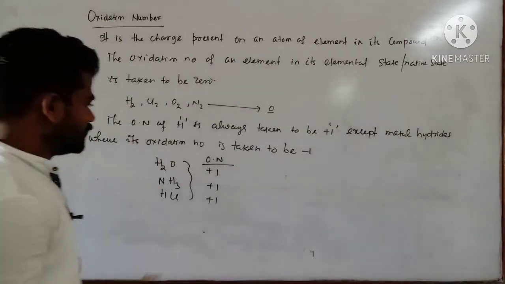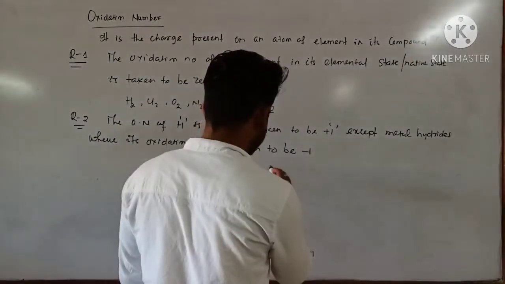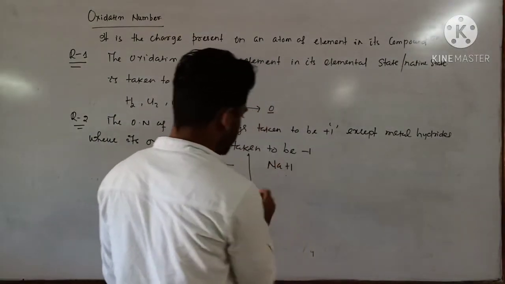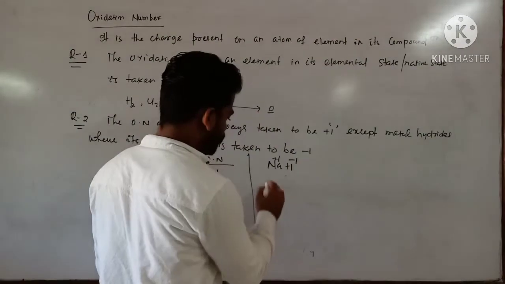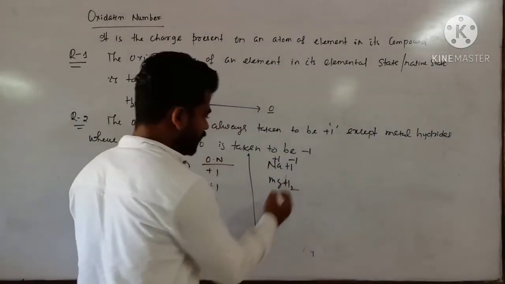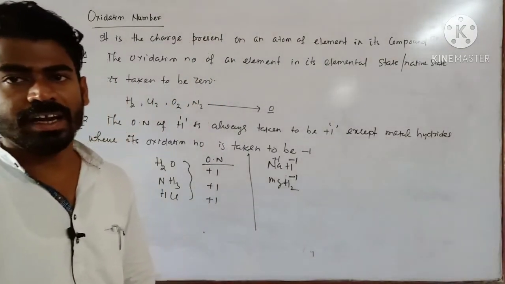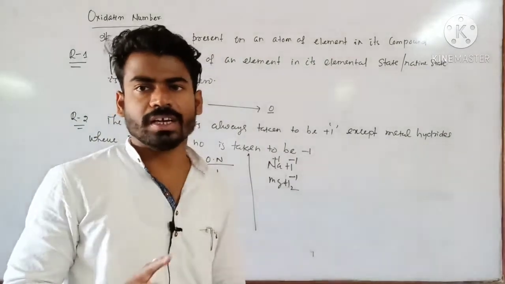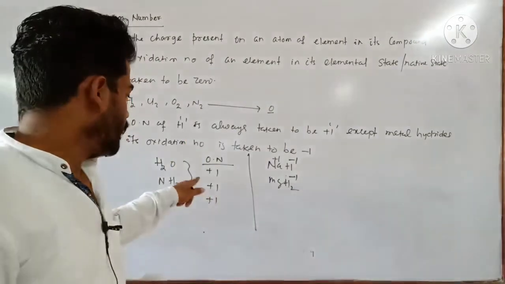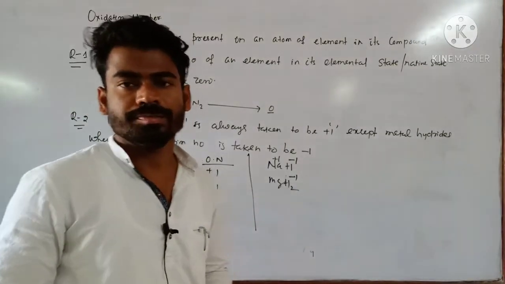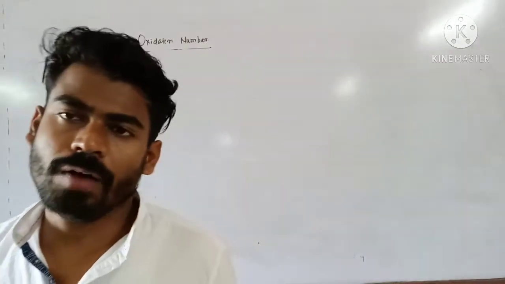Clear? But whenever it is concerned with active metals like metal hydride, like sodium hydride, here the oxidation state of metal is +1, where this hydrogen is -1. MgH2, magnesium hydride, here the oxidation state of hydrogen is -1. So remember, in case of metal hydrides, the oxidation state of hydrogen is always taken to be -1, and in case of non-metals or rest all compounds, it is mostly taken as +1. Clear? Next, the oxidation number of oxygen.